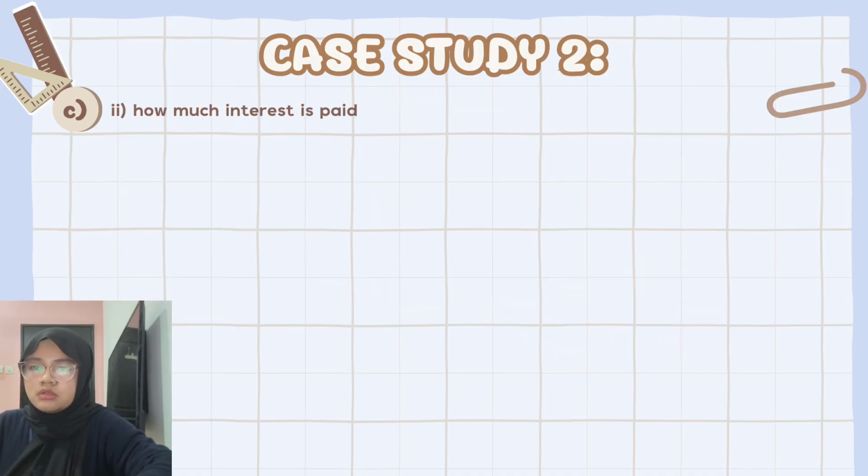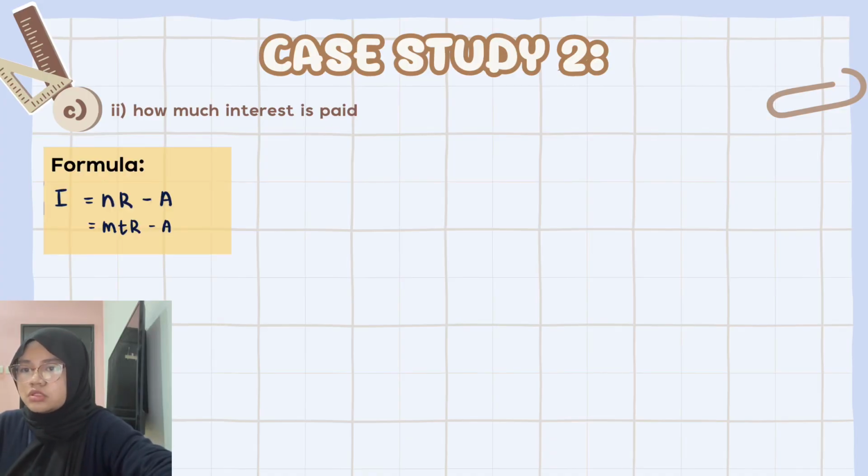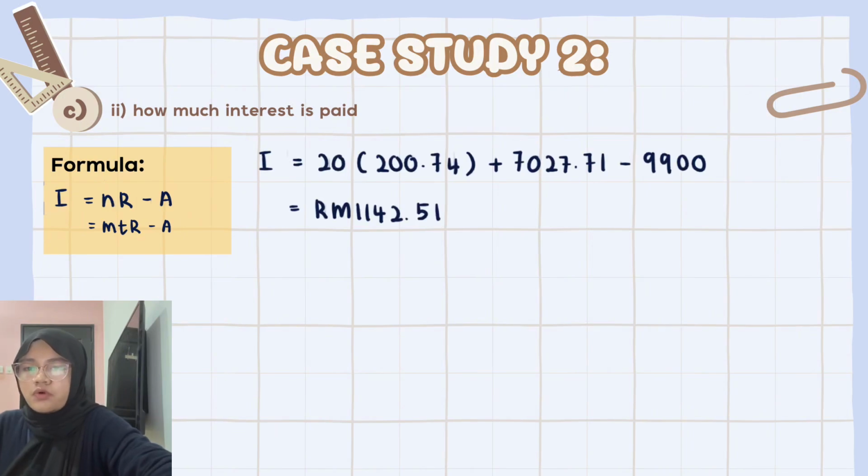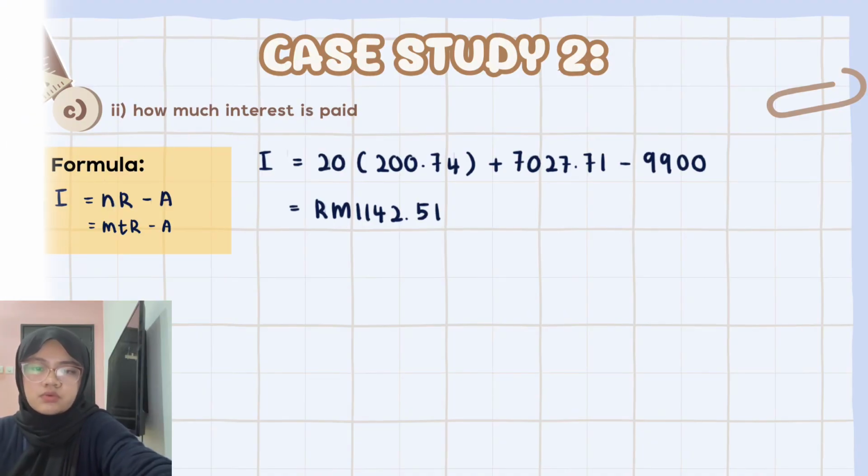So for the second Roman, how much interest is paid? So it says interest. So we just have to use the interest formula, which is I equals NR minus A. So for our NR, which is the final amount, 20 times 200.74 plus 7,027.71 minus our A, which is 9,900. So when we calculate all of these, we will get RM 1,142.51. That's all for the C question.